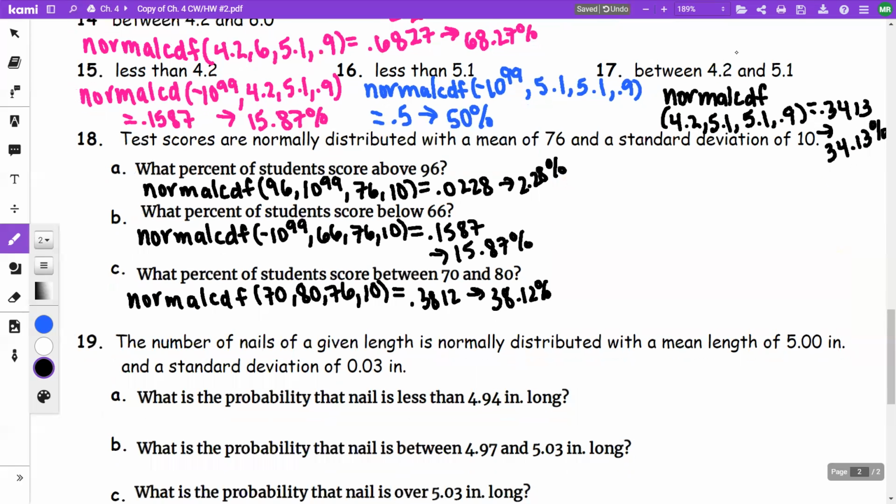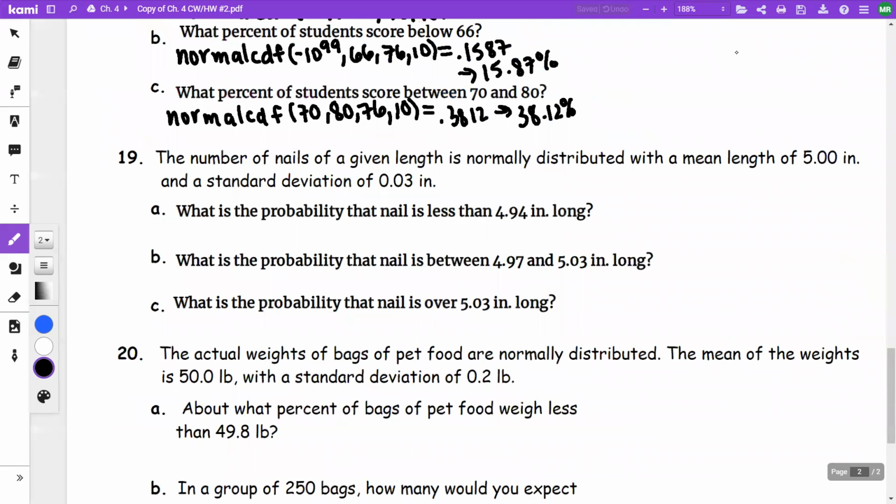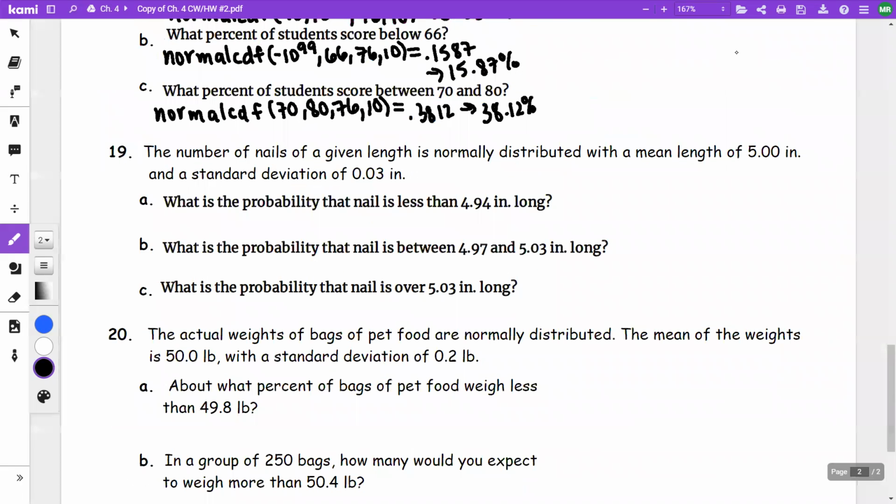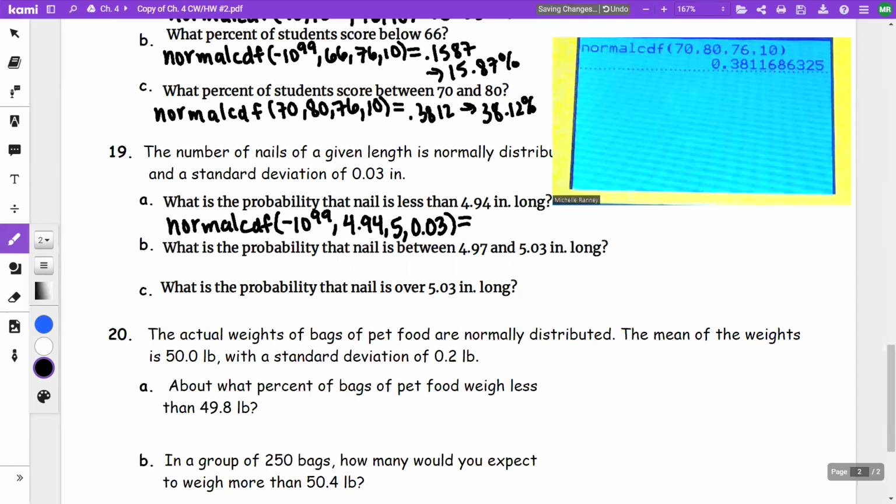The length of nails is normally distributed with a mean of 5 and a standard deviation of 0.03. What is the probability that a nail is less than 4.94 inches long? So normal CDF. Less than 4.94 means negative infinity, so negative 10 to the 99 is the lower bound. 4.94 is the upper bound. The mean is 5. The standard deviation is 0.03. Okay, put that into my calculator.